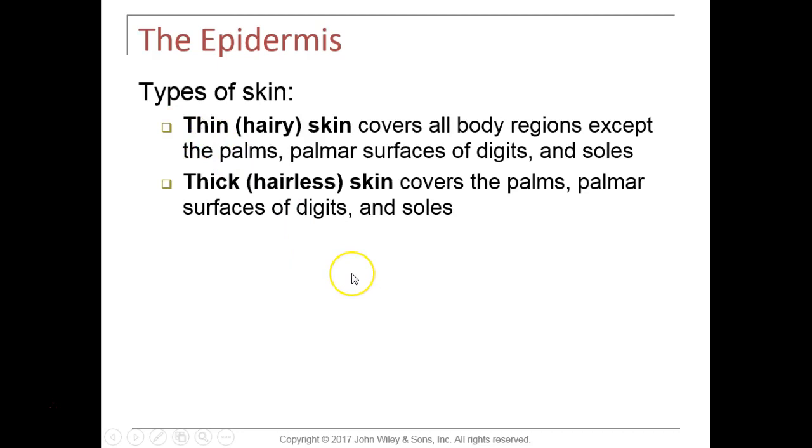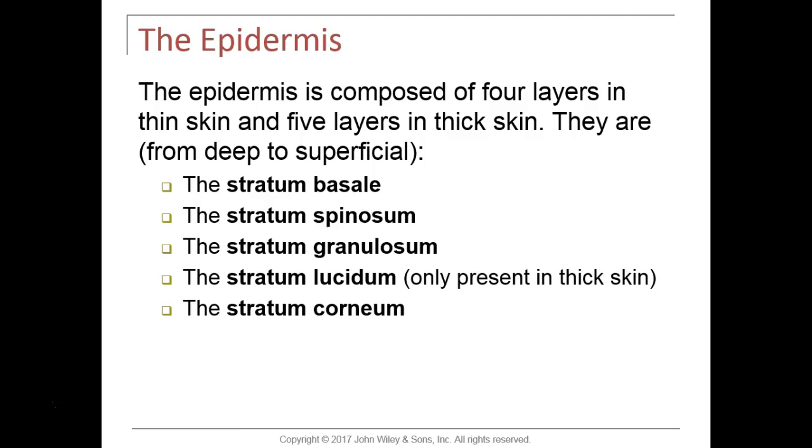Now the epidermis is composed of five basic layers, but only on the palms of your hands and the soles of your feet would you find all five layers in thick skin. Everywhere else on our body, the epidermis is composed of four layers. So the layers, starting deepest to more superficial: the deepest layer, stratum basale. Just above that is the stratum spinosum. Going up more is the stratum granulosum.